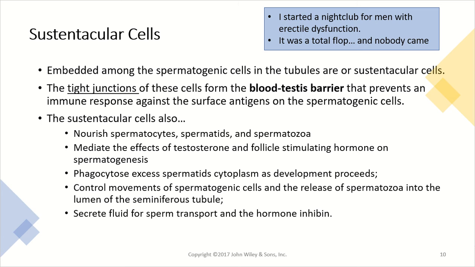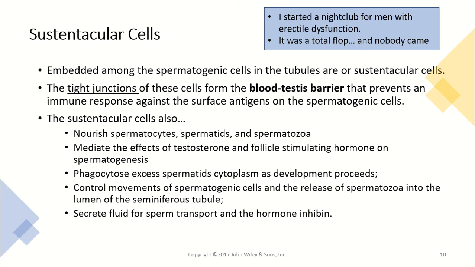identify them as something foreign. So the sustentacular cells are also going to be involved in nourishing those spermatocytes, the spermatids, and those spermatozoa, all of the different degrees of maturity for sperm cells there. They're also going to mediate the effects of testosterone and follicle-stimulating hormone on spermatogenesis. They're going to be involved in phagocytosing any excess spermatid cytoplasm as the whole developmental process occurs. And we'll look more at that in just a minute.